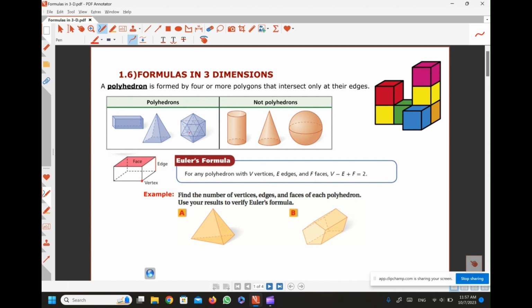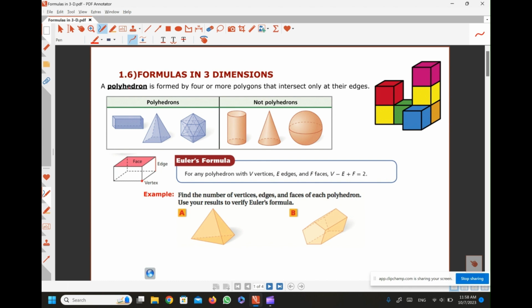The last figure in the first set, when you see the faces, you see triangular figures. So the triangle is a polygon. So this figure is formed by polygons. So we can say this is a polyhedron. But when you look at the second set, you see a cone, a cylinder, and a sphere. They are not formed by polygons. The circle is not a polygon. The round figures are not polygons, so they're not polyhedrons.